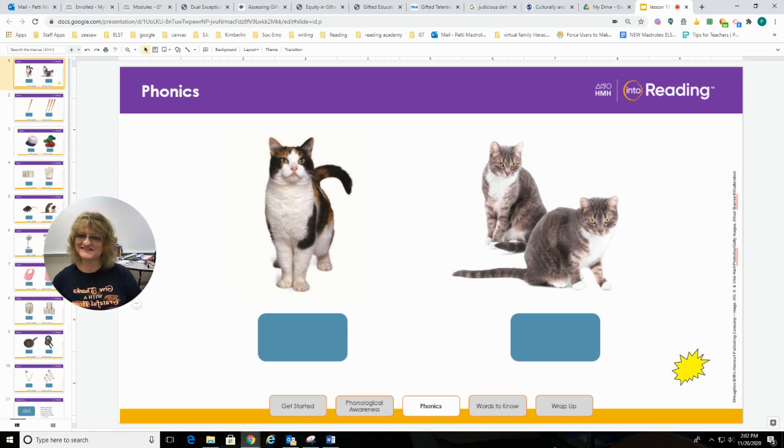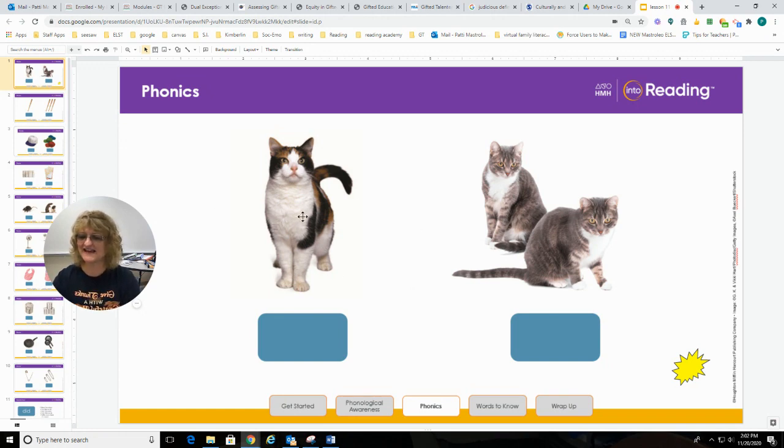Hi, kindergartners. Today we are going to do some magic and learn how to change a word from meaning one of something to meaning more than one of something. And we're going to do some words to know. I love words to know because it helps me read books. So let's look at a picture of a cat.